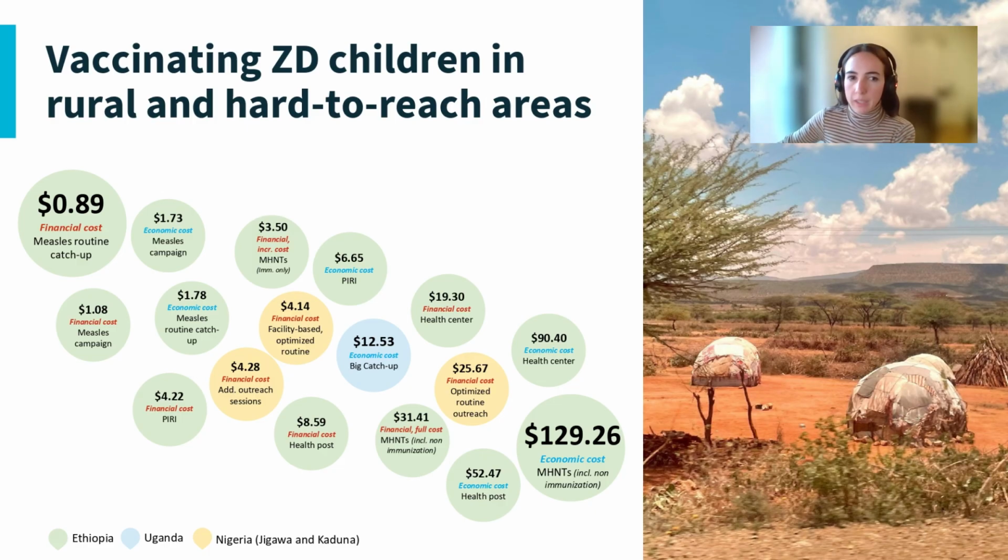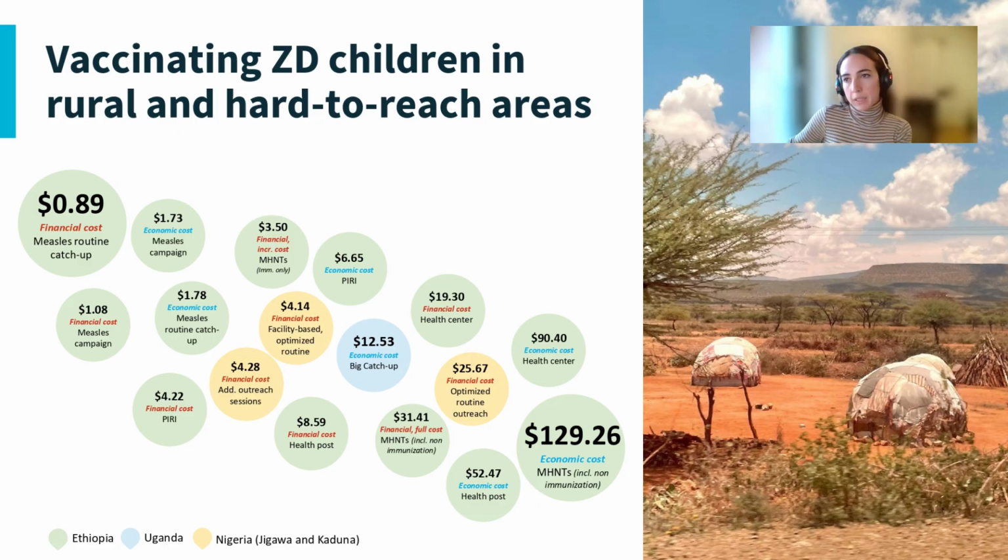So if we look at the evidence on the cost of vaccinating zero-dose children in rural and hard-to-reach areas, we find that costs can range widely from just about 89 cents for reaching measles zero-dose children with routine catch-up, all the way to an economic cost of almost $130 for reaching zero-dose children with vaccines and with other health services through mobile health and nutrition teams in Ethiopia.